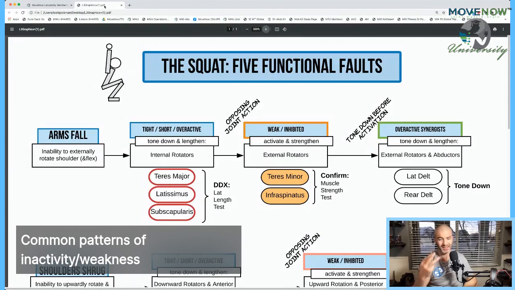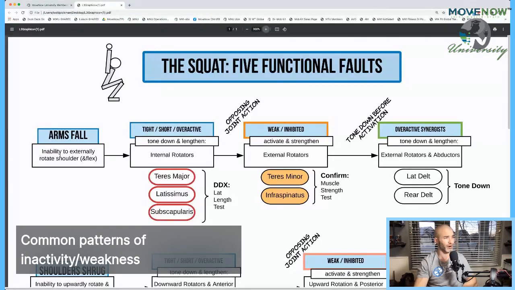These are like those 3 things: inactivity and weakness, overactive synergists, reciprocal inhibition. Those 3 things, if you really understand that and you can apply it to different parts of the body, you can explain this stuff to patients and you can blow their mind. And that's what we're going to geek out on with the shoulder here.